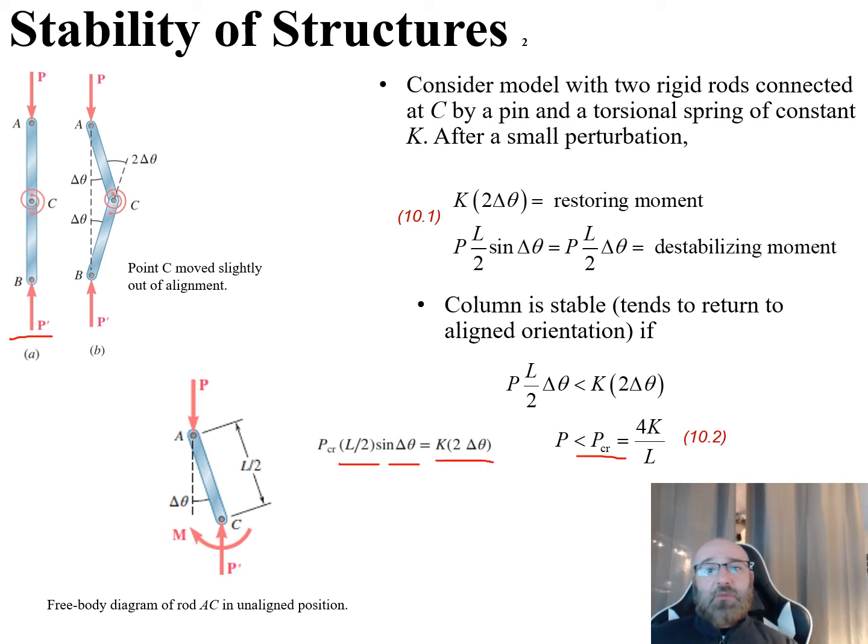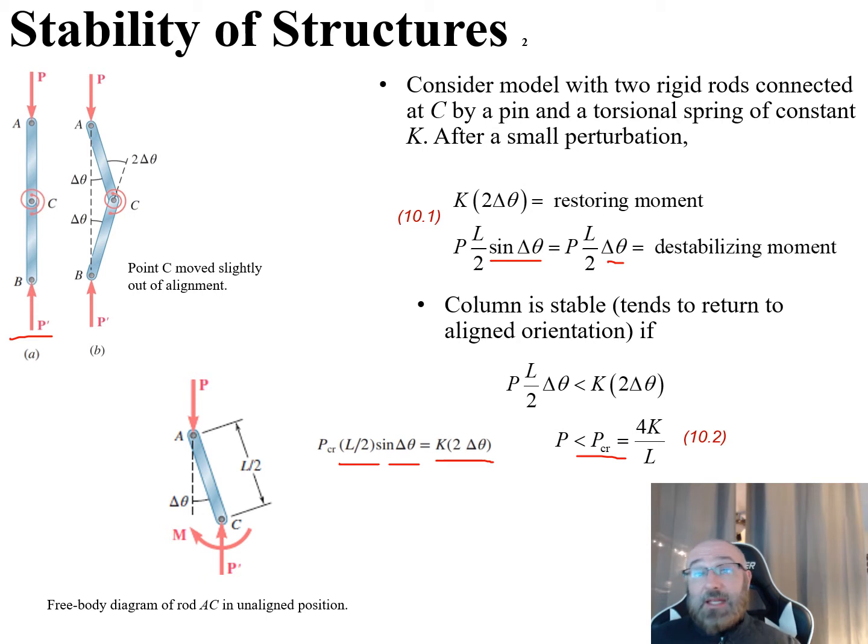Now that also brings up the fact that we can see up here in this original equation, where they said that P times L over 2 times the sine of delta theta is equal to P times L over 2 times delta theta. And the reason for this is because the sine of delta theta is approximately equal to delta theta when the displacement of C is very small. And this occurs at the immediate onset of buckling.